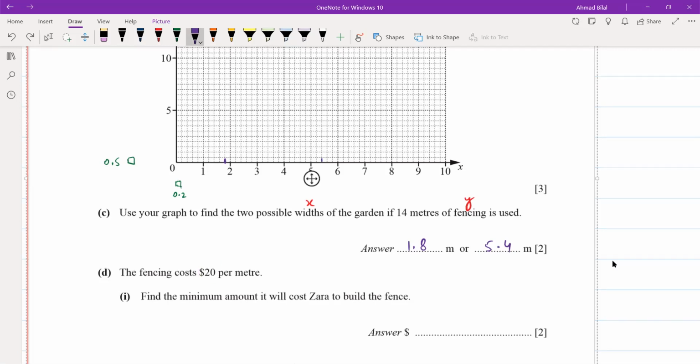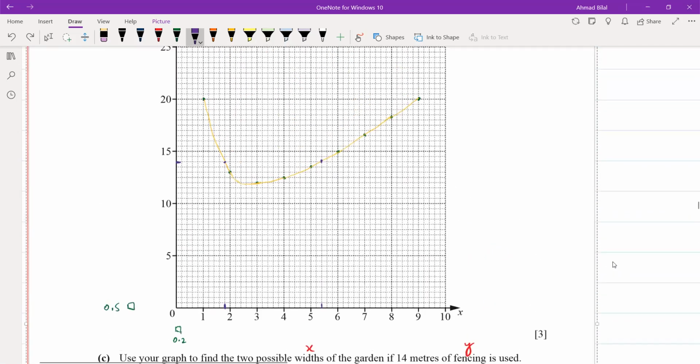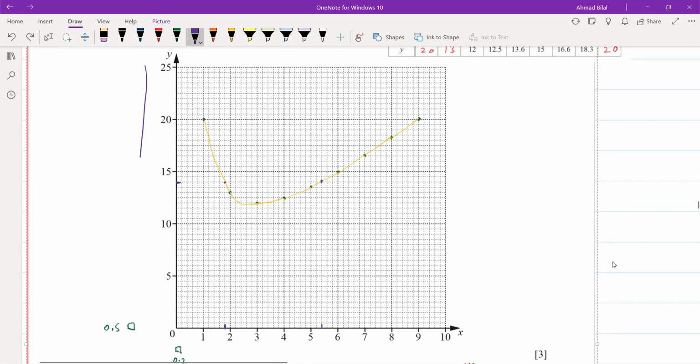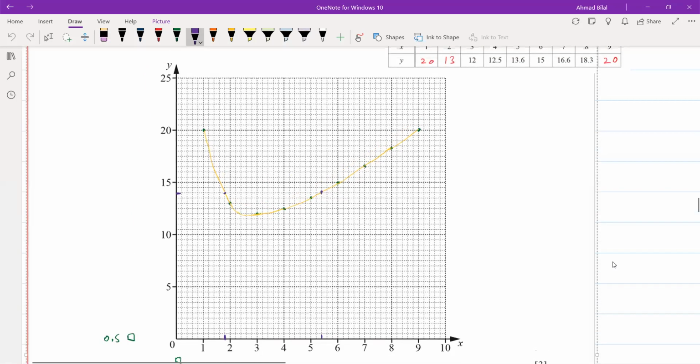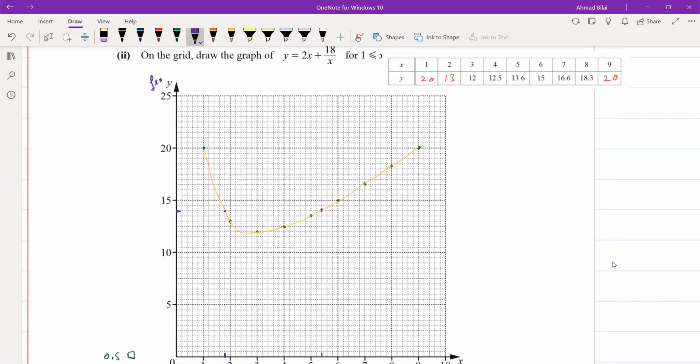Now, this is your cost. Where is the fencing on the graph? Fencing is on the y-axis here. On the y-axis you've got your fencing. Okay, y is representing the length of the fencing. Now where is the minimum fencing? Where is the minimum fencing that you have here? Where is the minimum fencing on your graph? That's around this point here.